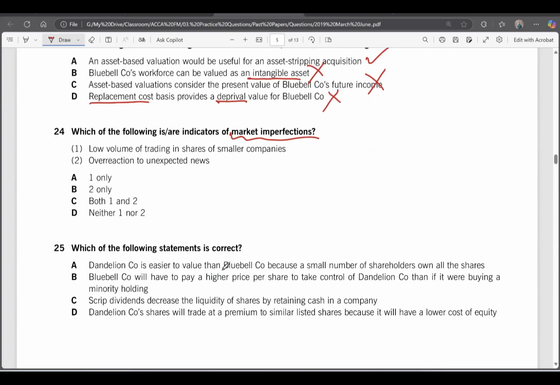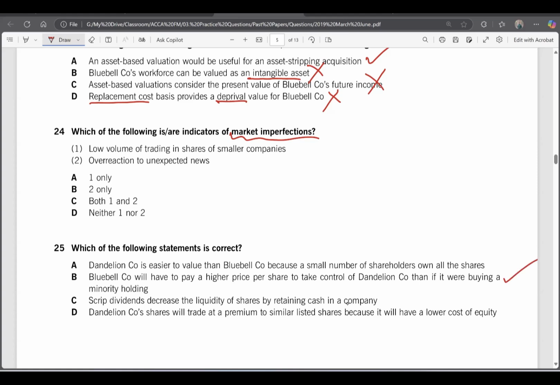DCO is easier to value than Bluebell Co because a small number of shares own all the shares. Not likely, but okay, let's look at the other options as well. DCO is a small company, so it does not have any stock exchange listing. Okay, let's look at B. BCO will have to pay a higher price per share to take control of DCO than if they were buying a minority. By the way, this statement is true.